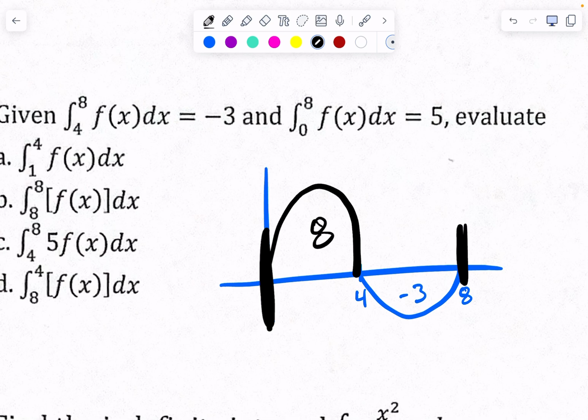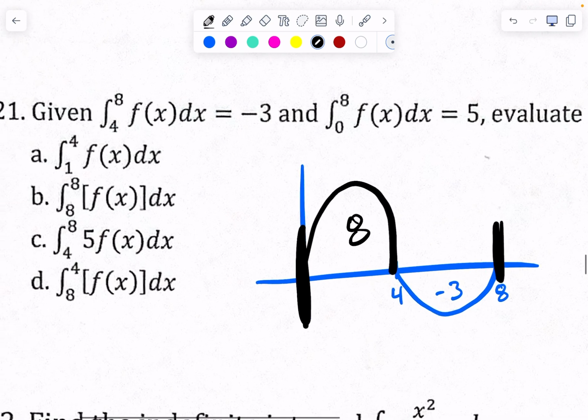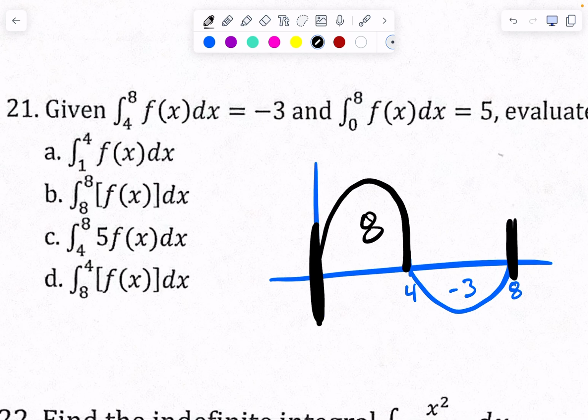In order for that to cancel out, I should have drawn a graph. That's 0 to 4, not 1 to 4. I typoed. Sorry, there's no way of finding 0, 1 to 4. So this has to be 8. Okay, and then 8 to 4 of 5. 8 to 8 is 0.